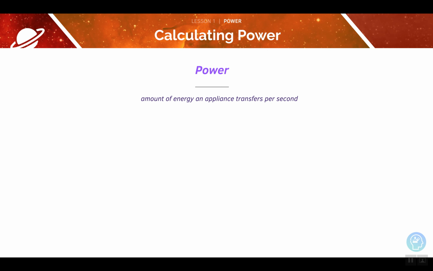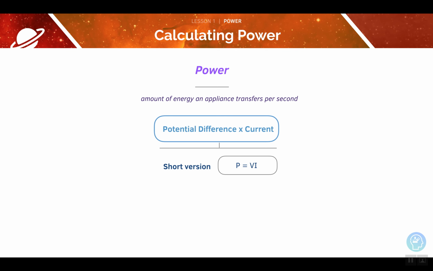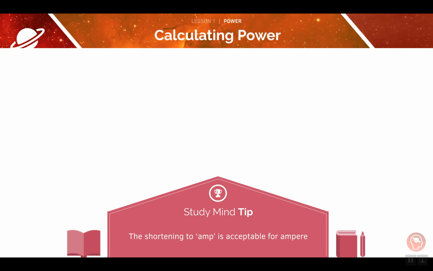Earlier, we saw that power is the rate of energy transfer. It is calculated by multiplying the potential difference by the current, as shown here. Here's the short version that might be better for you to use in an exam. Here are the units for this equation. Most of them should be familiar to you as we covered them in a previous video. Remember, ampere is simply the full version of the word amp.